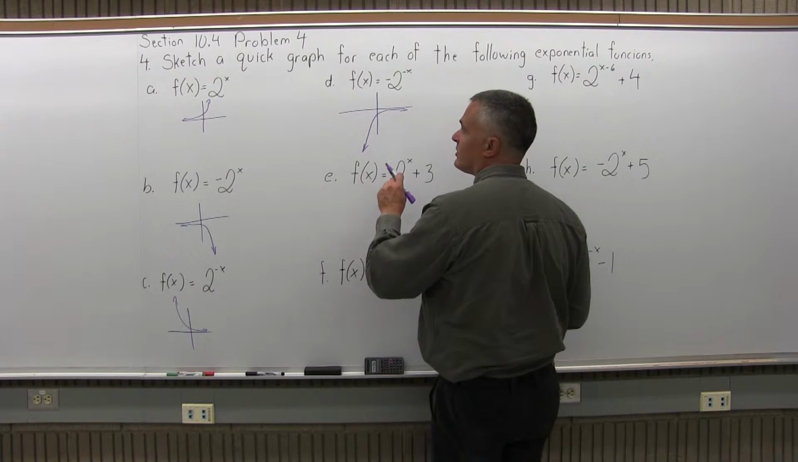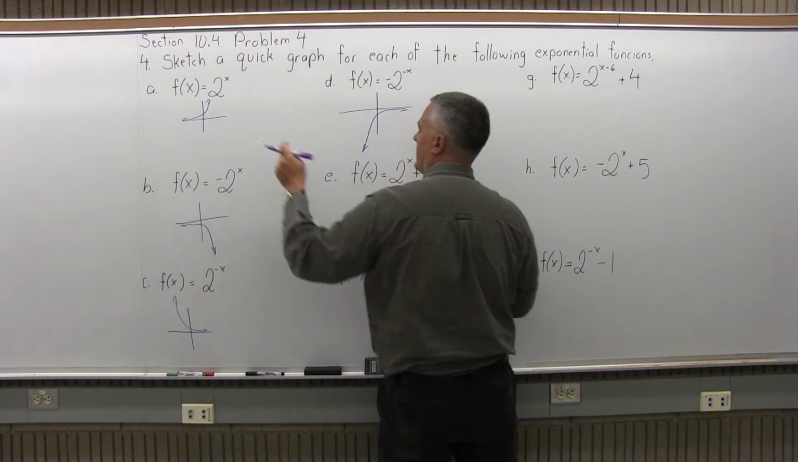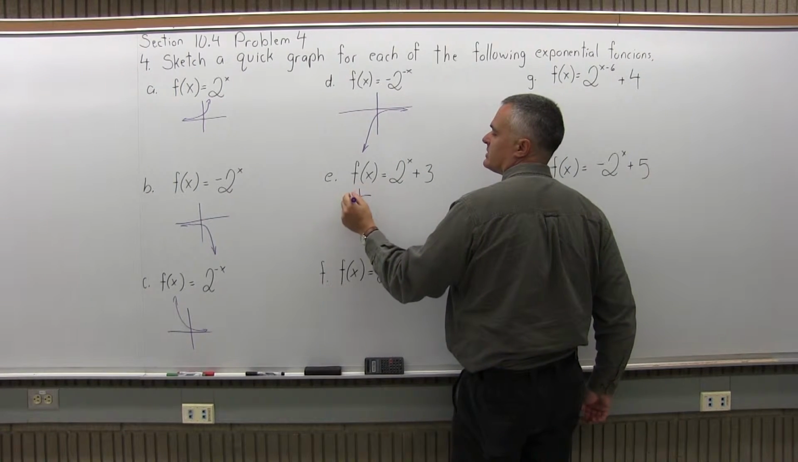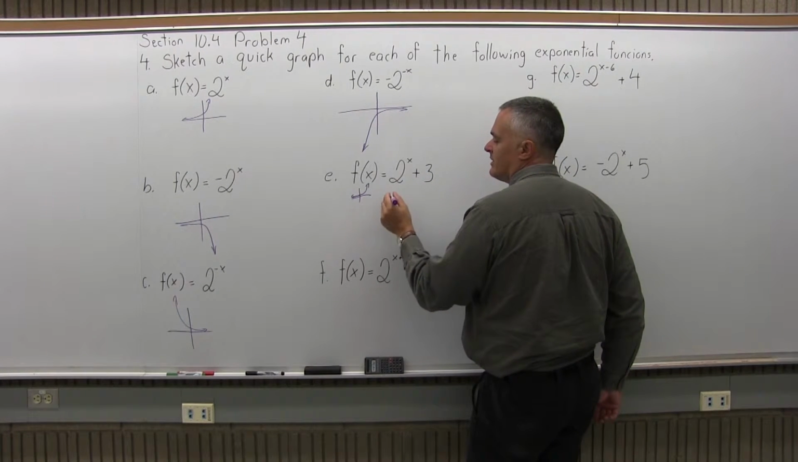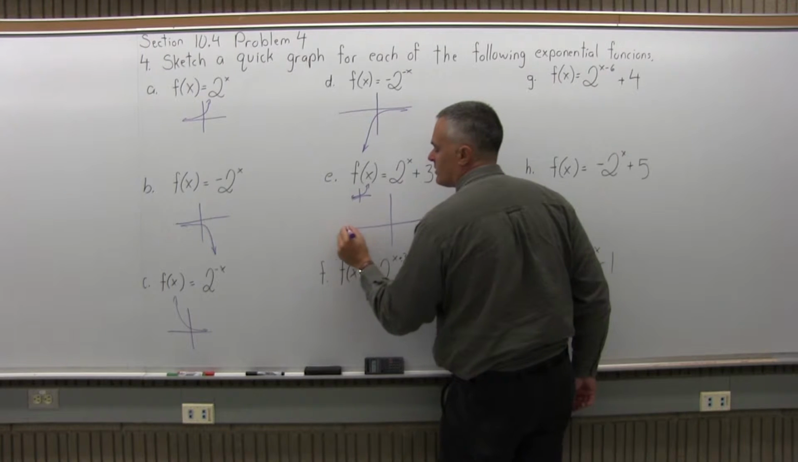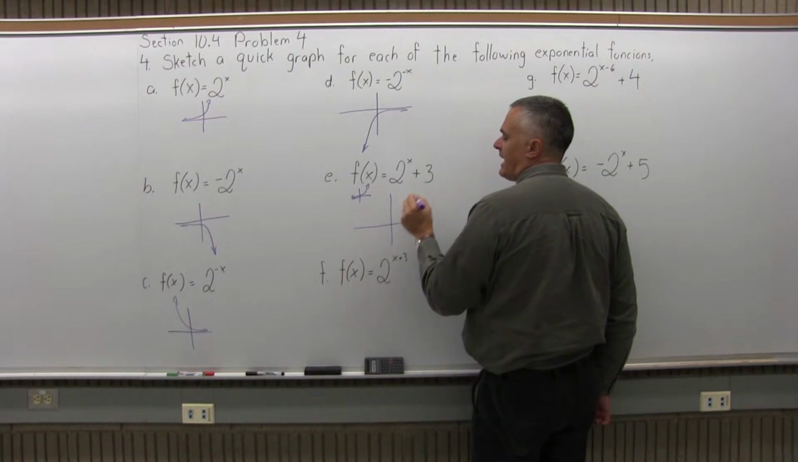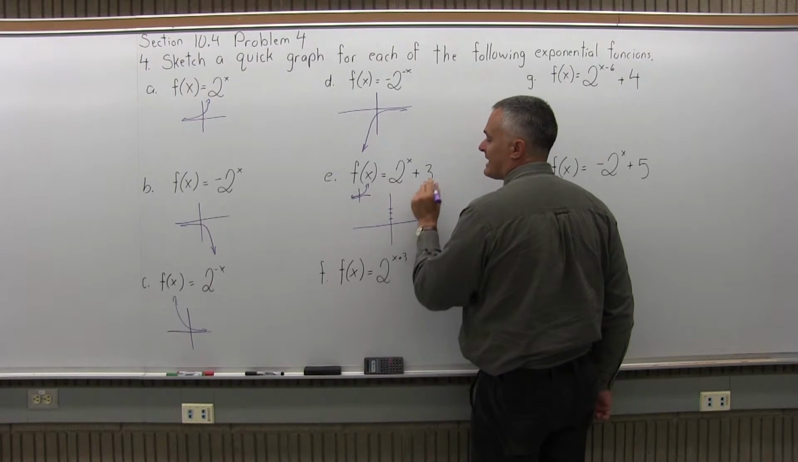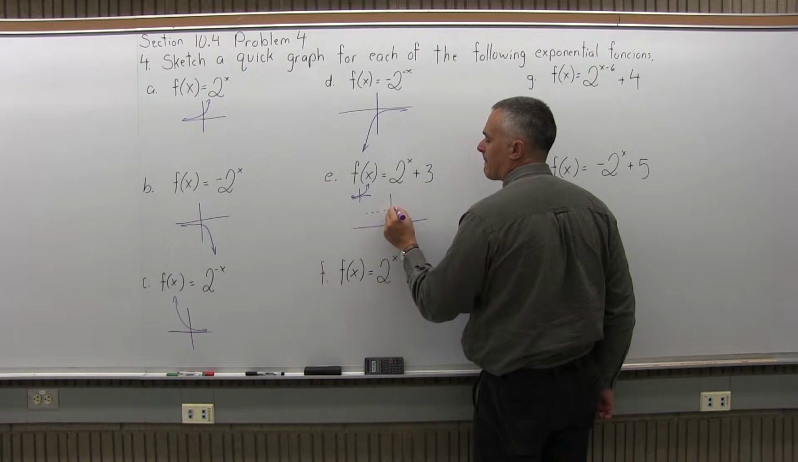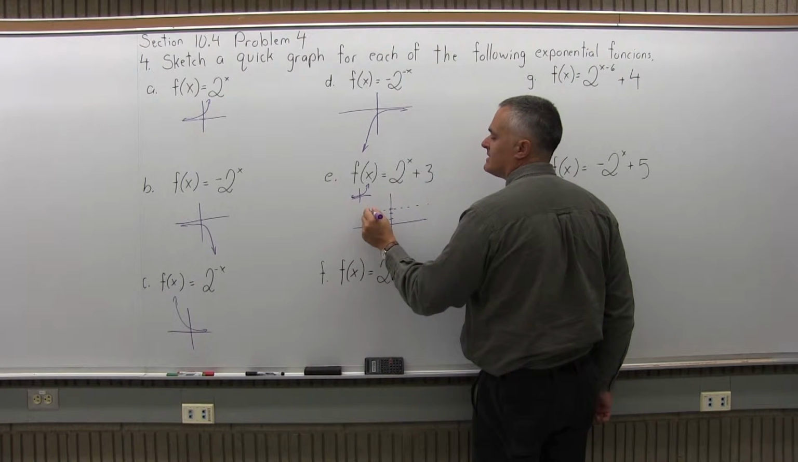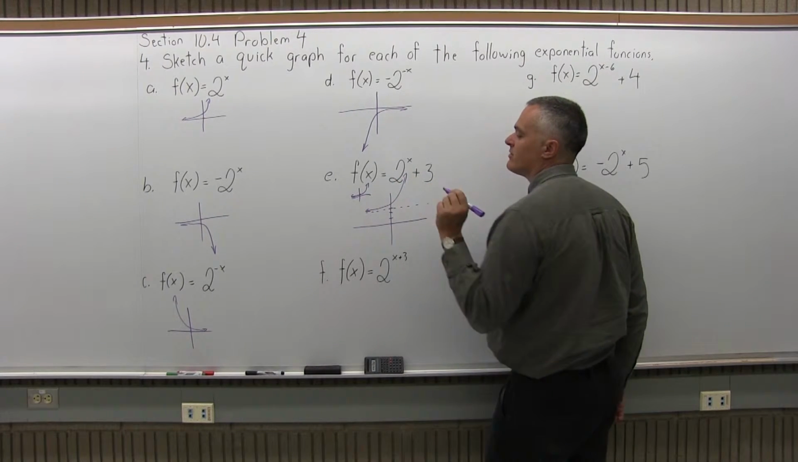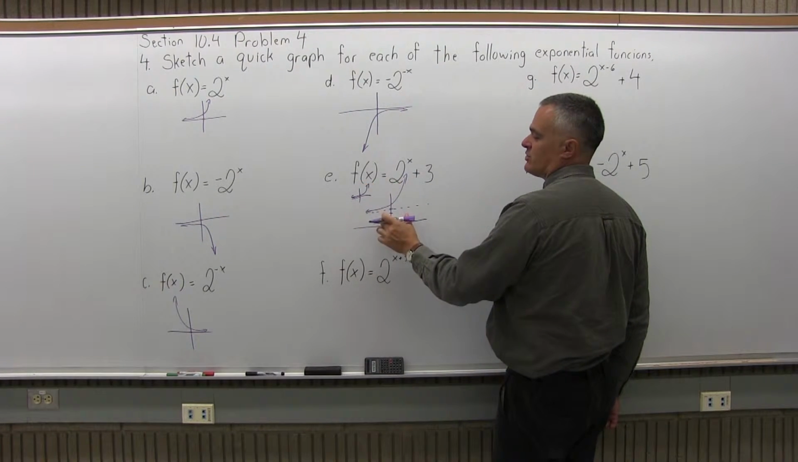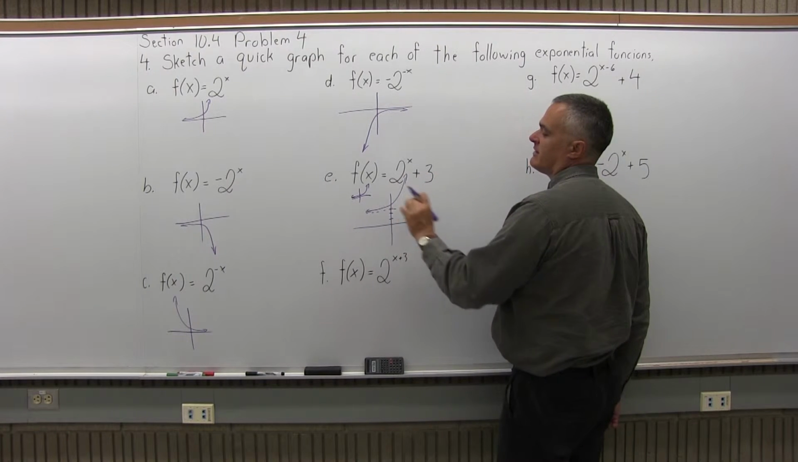So it's going to take the regular 2 to the x power that we had in part A, so essentially something with the big end in the upper right, but it's going to pick up all the outputs by 3. So now, if you start with your Cartesian coordinate system and have an imaginary x-axis at a height of 3, then it's the same shape, just elevated by 3, as the f of x equals 2 to the x. The plus 3 on the end just picks everything up by 3.